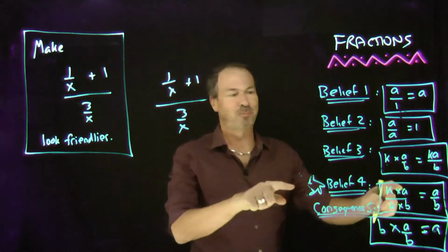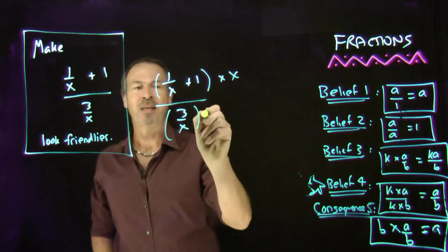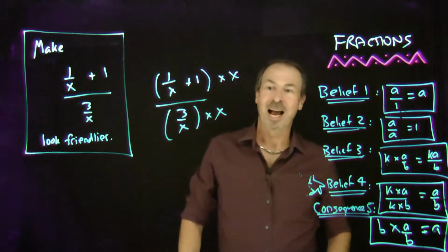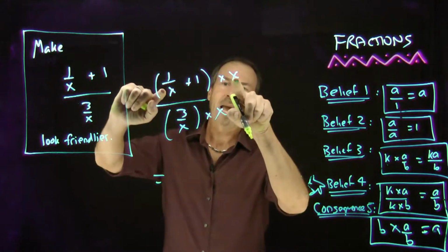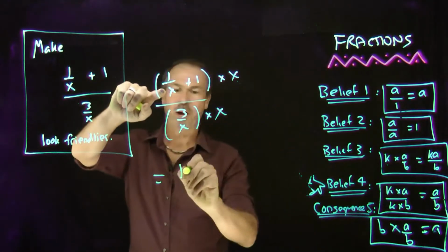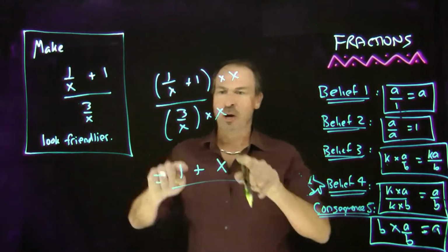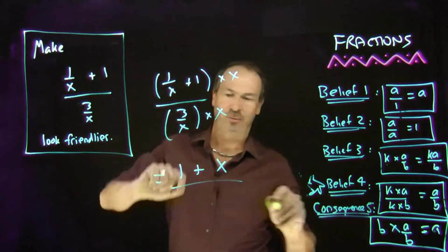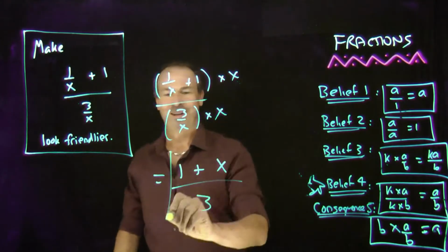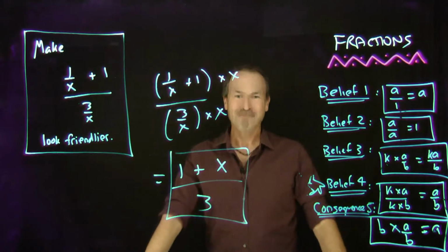What if I just use belief number 4 and make my life easier and multiply the top by x and the bottom by x? Then I can see, if I use the standard distributive rule, 1 over x times x will just be 1, plus 1 times x. Bingo, there's the numerator. And the denominator, 3 over x times x, I'll just get 3 as a result. Oh, I think that looks friendlier, I'm going to stop there. 1 plus x over 3, much friendlier indeed.